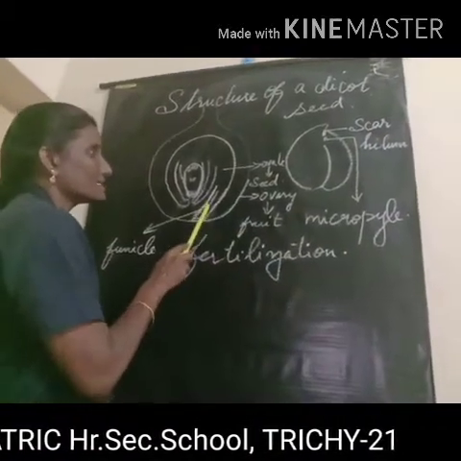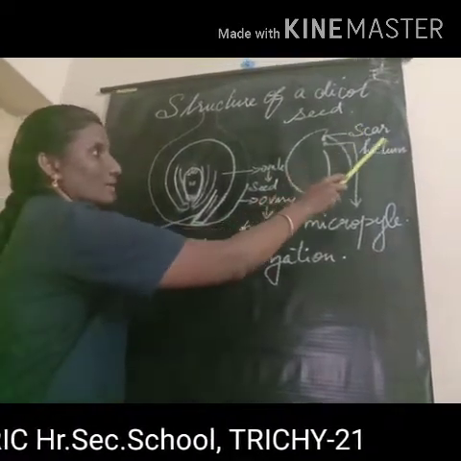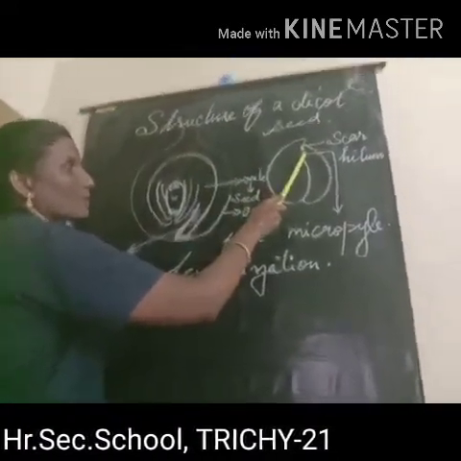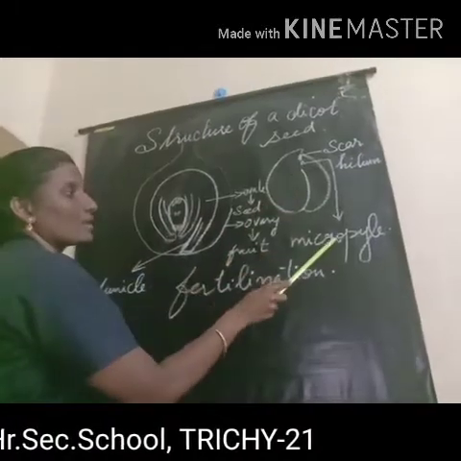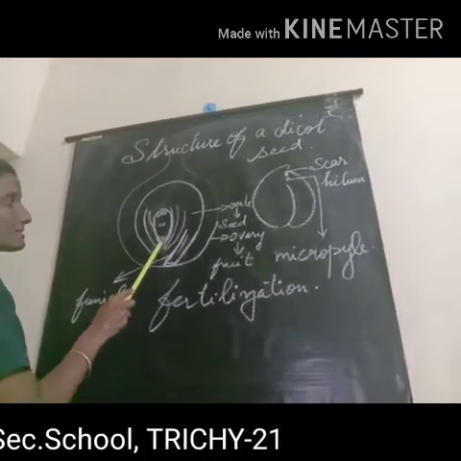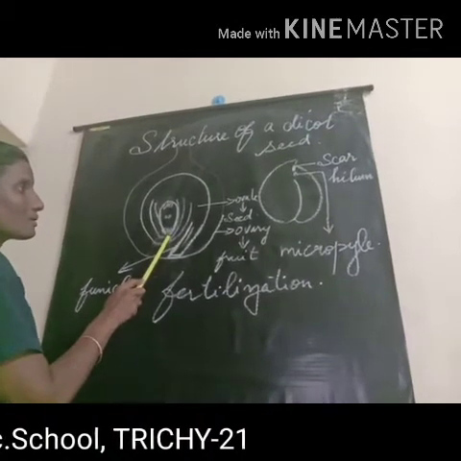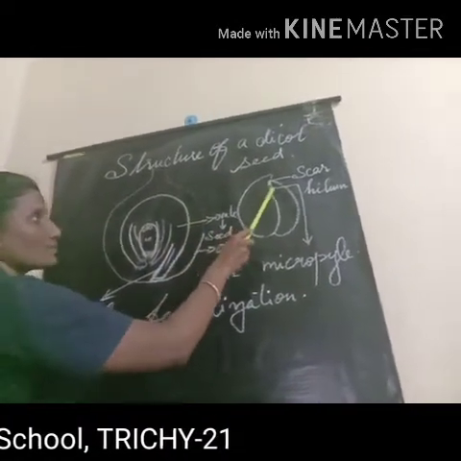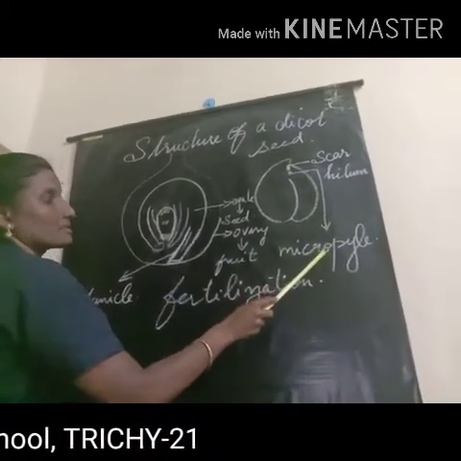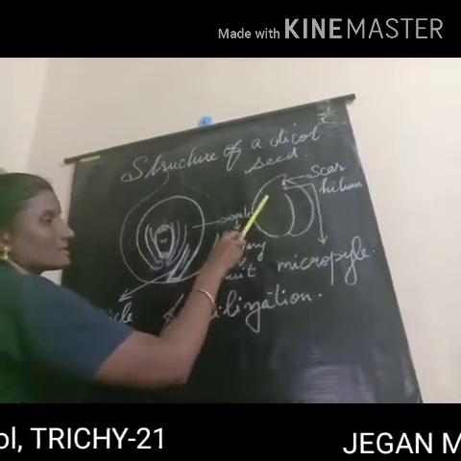The funicle disappears and it leaves a scar, and the scar is called the hilum. Down to this hilum, you can see a small hole, a small opening. That is called what? Micropyle. It is a small opening in the ovule. With the help of this small hole only, the water and air will enter into the seed.